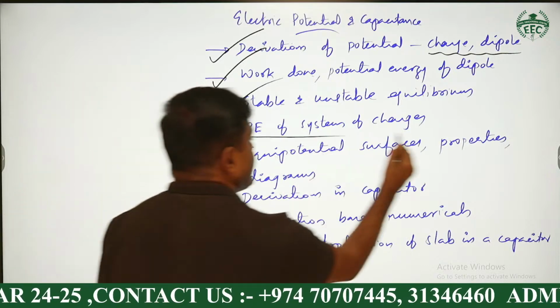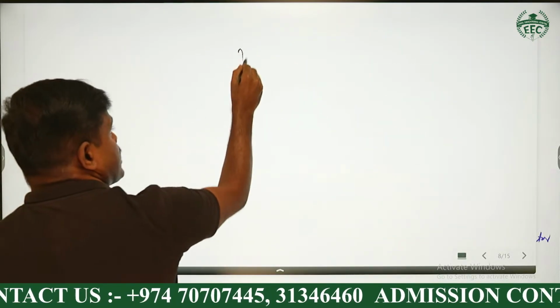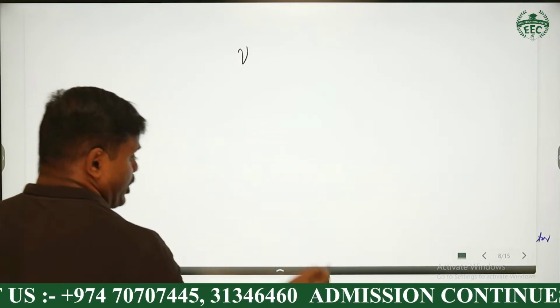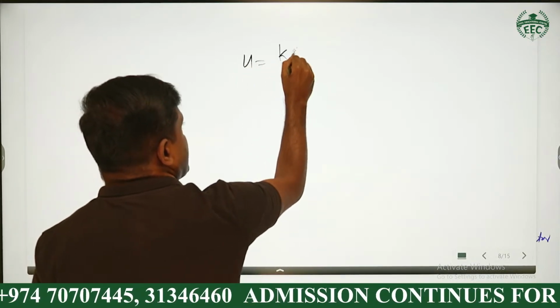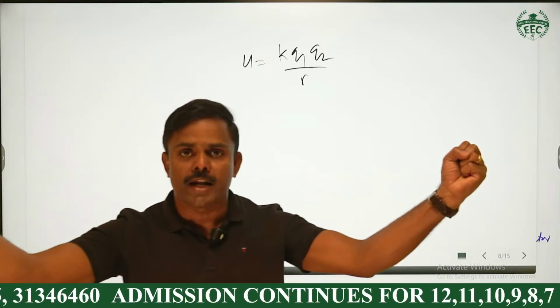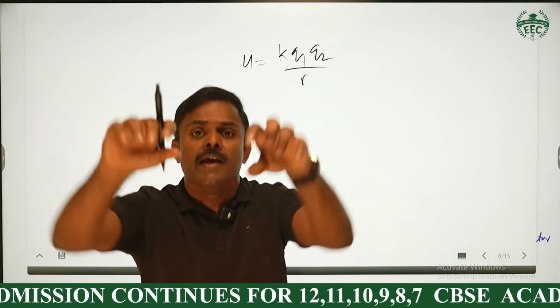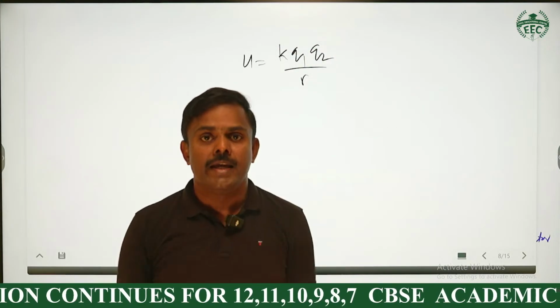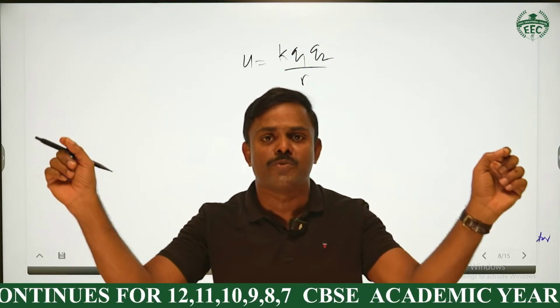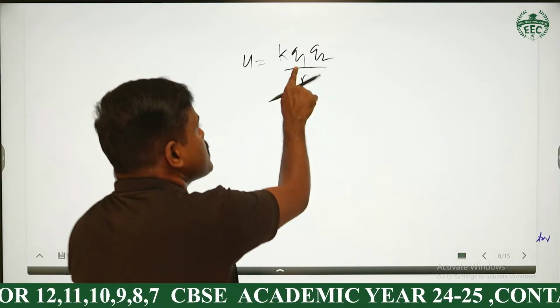Next is potential energy of a system of charges. What is the potential energy of a two-particle system? It is K Q1 Q2 divided by R. It is the work done in assembling the charges to their present separation from their infinite separation. Initially the charges were infinitely separated. Now you are bringing them closer. The work done is potential energy.